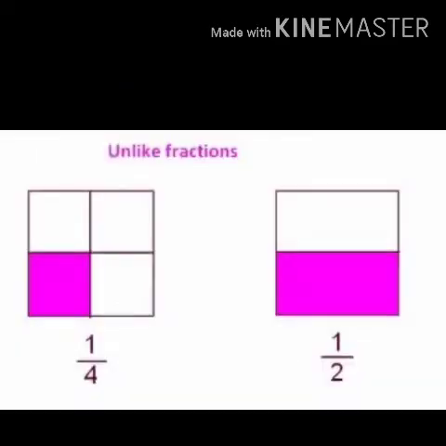Unlike fraction. See, the given fractions are 1 by 4 and 1 by 2. Here 1 is in the place of numerator, 4 in the place of denominator, and here 1 is in the place of numerator and 2 in the place of denominator. In both the fractions, denominators are not the same, so it is called unlike fraction.